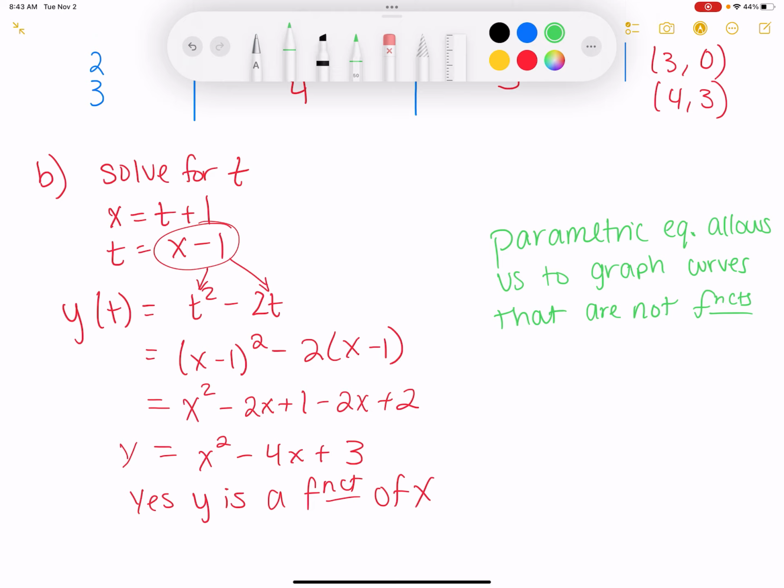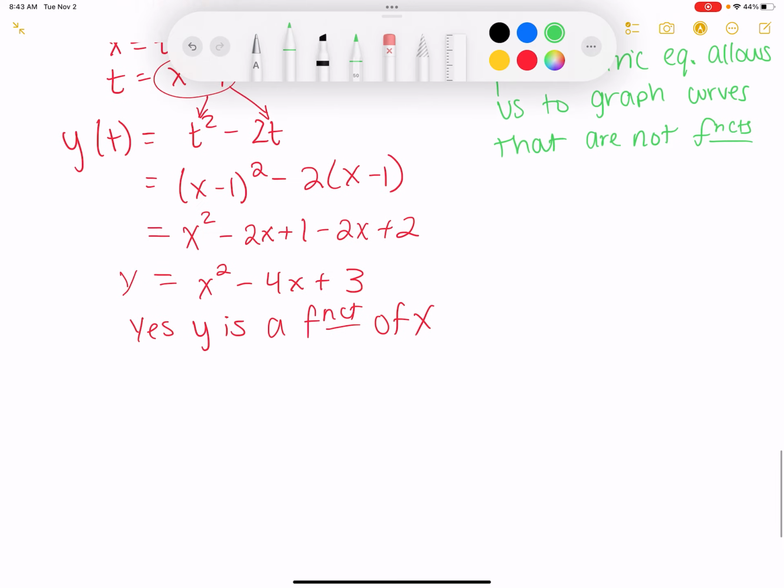All right, so the next one you need your book out for, because we're going to look at the pictures. So these ones say the graph of a relation is shown. Is the relation a function? Does the relation have an inverse that is a function? So how do we tell if something's a function from a graph? Vertical line test.